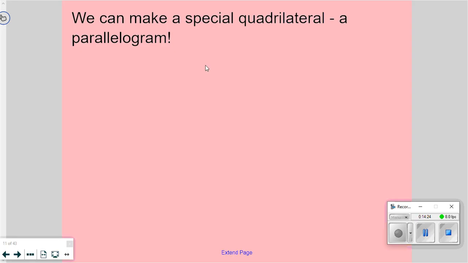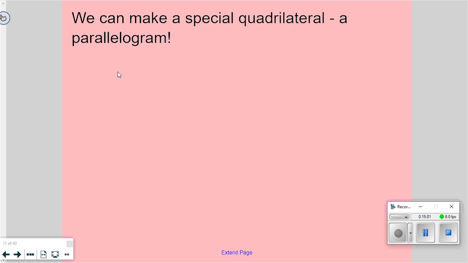This title, again, is a special quadrilateral, a parallelogram. So we already know what a quadrilateral is. We've seen lots of shapes that are quadrilaterals. But not every quadrilateral is going to be a parallelogram. There are some special ones that get to be called both of those names.